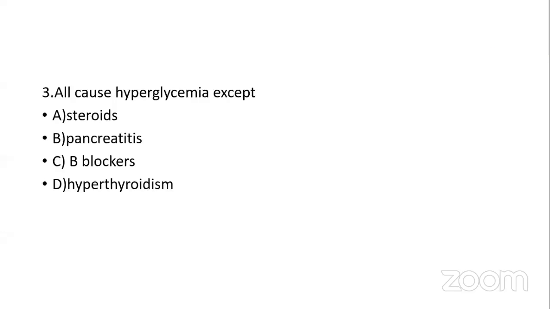Again, the answers are varying between C and D. Most of the answers are between C and D. So what's the answer, Sowmya? Beta blockers, ma'am. Yeah, so it causes hypoglycemia.